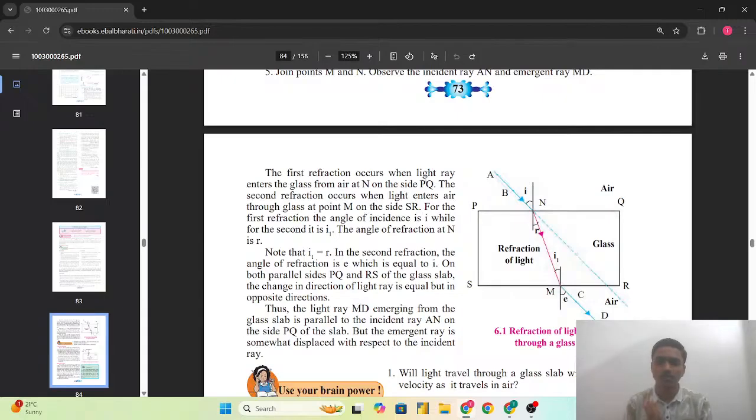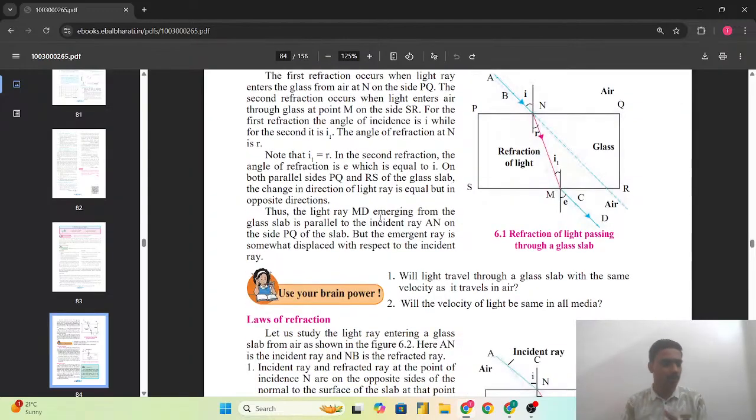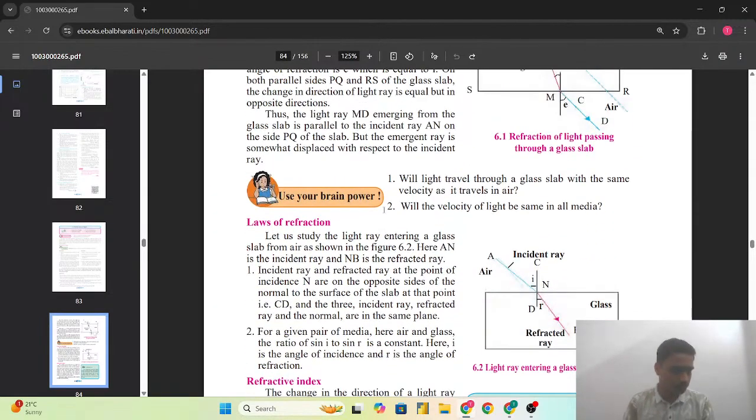So it is simple, what we have just discussed and what I told you: the refraction is occurring at two points, that is, when the light enters from the air to the glass medium and when the light goes from the glass to the air medium, two refractions are occurring. And you can explain here that the angle of refraction R formed here and I1 are both equal, and AN is parallel to the emergent ray MD. That is a simple explanation which we can easily explain in the exam also.